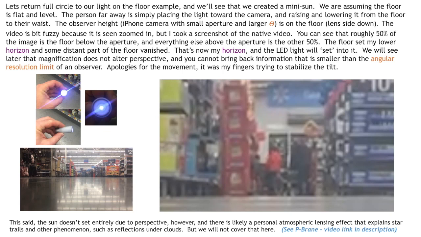into it. We will see later that magnification does not alter perspective, and you cannot bring back information that is smaller than the angular resolution limit of the observer. Apologies for the movement artifact. It was my fingers trying to stabilize the tilt. It's a lot more stable when it's not zoomed in, but when it's zoomed in, it's a little bit unstable.